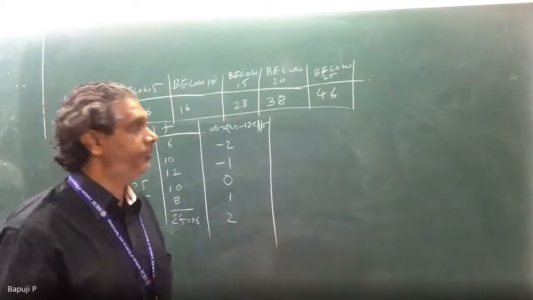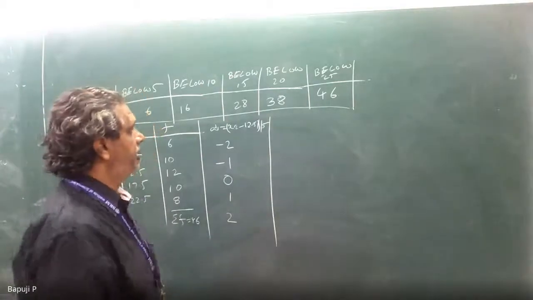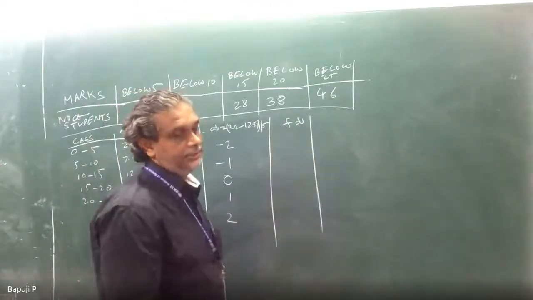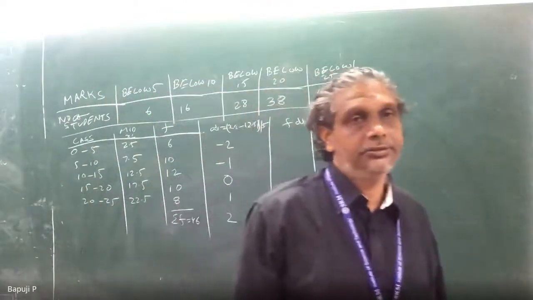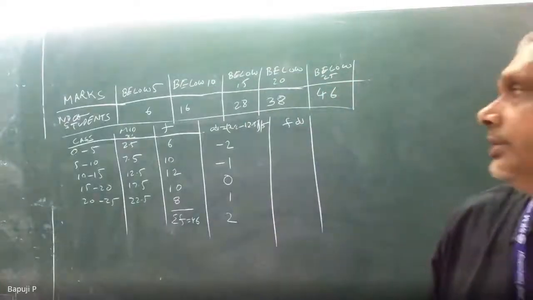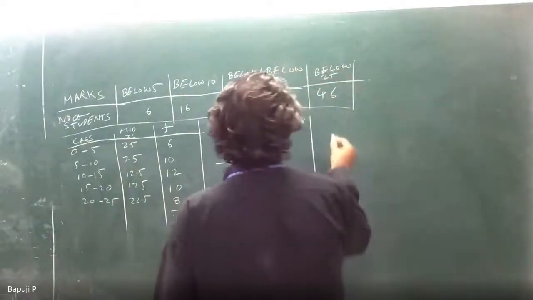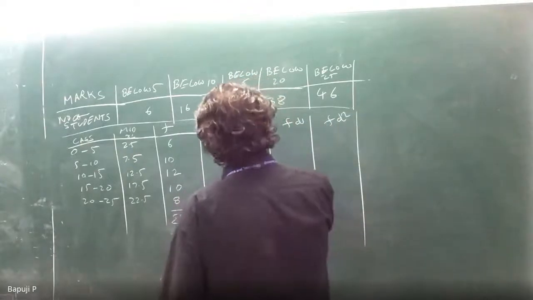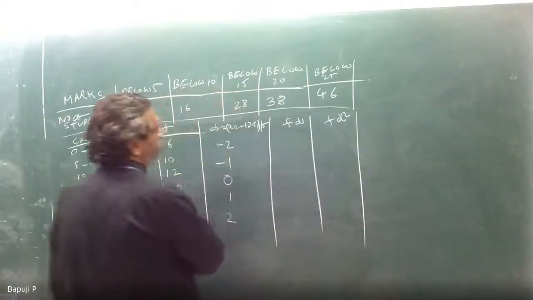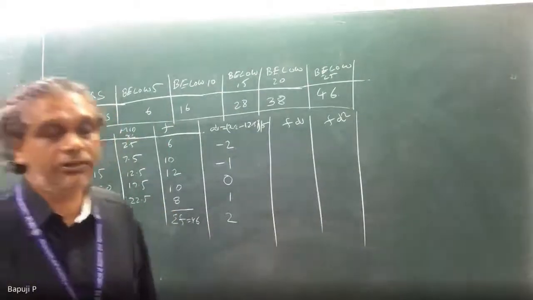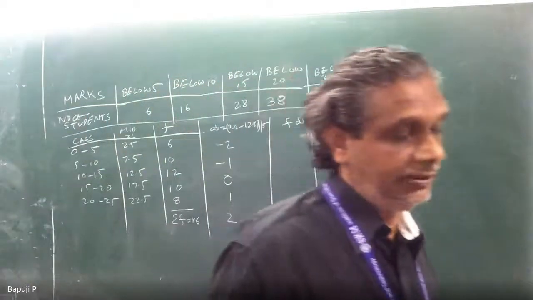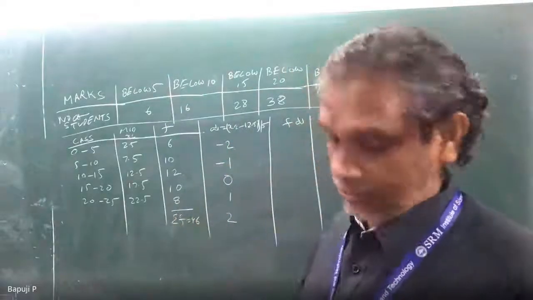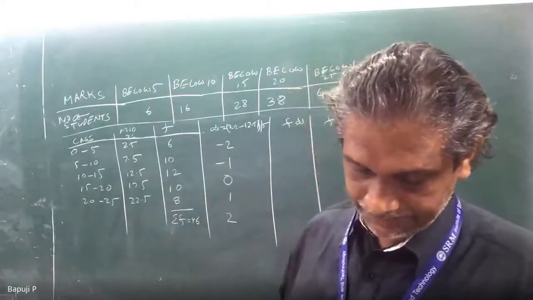For the mean, this is what I want to find: fD. But for the standard deviation, what do I want to find out? fD square. fD square means make D a square, then multiply with f. If you want, you can add an extra column D square, then find out fD square. Otherwise, I can manage this directly. First, you can find fD.